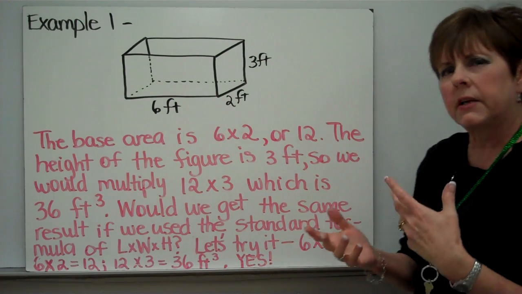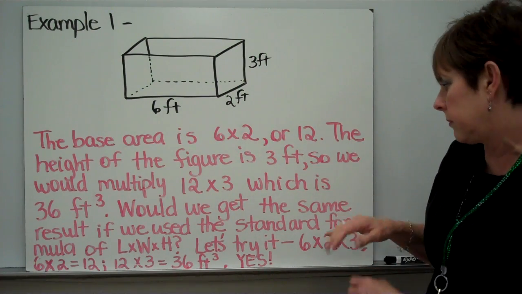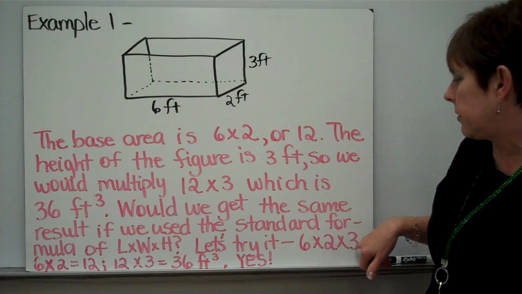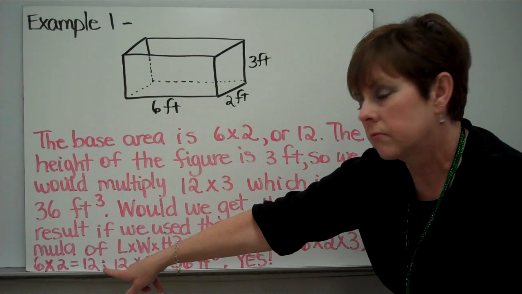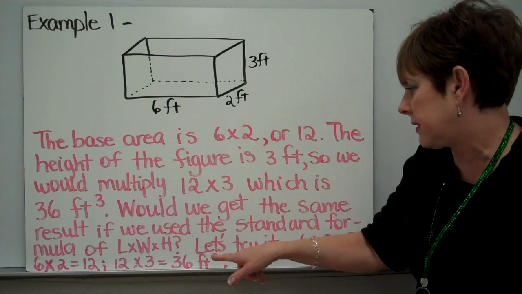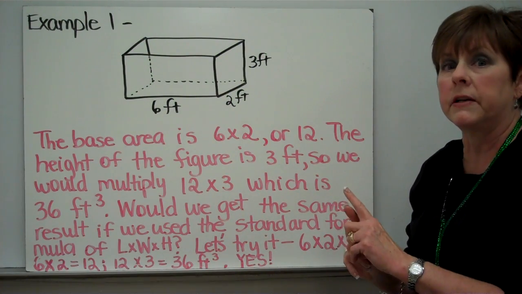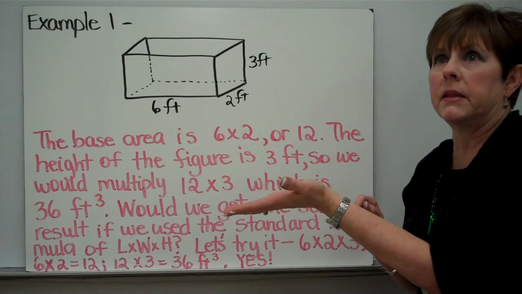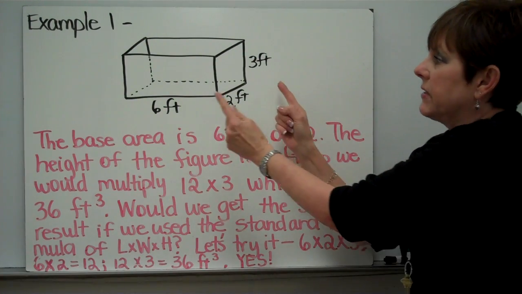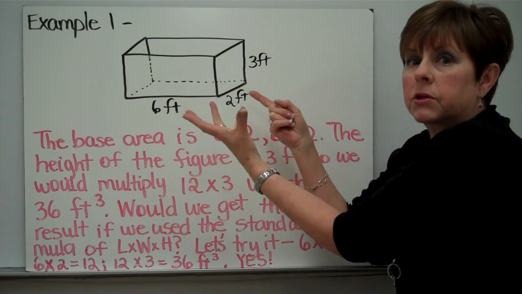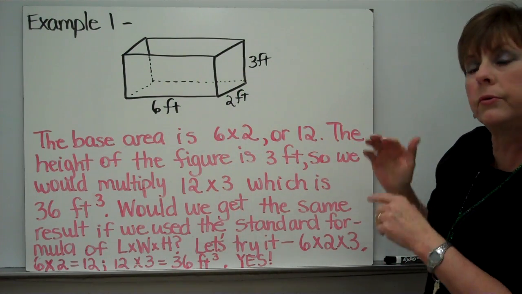Would we get the same result if we just used that standard formula of length times width times height? I don't know. Let's check. 6 times 2 times 3. That's our 3 dimensions there. Well, 6 times 2 is 12. And 12 times 3, the height, is 36 cubic feet. Yes, it would be the very same. It might be worded differently. The volume of this would be the base of the figure times the height. But remember that the base is the multiplying of the length times the width. That's the base. And you just may not have heard it referred to like that.